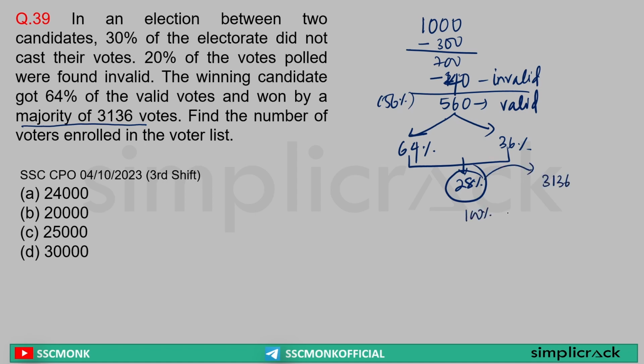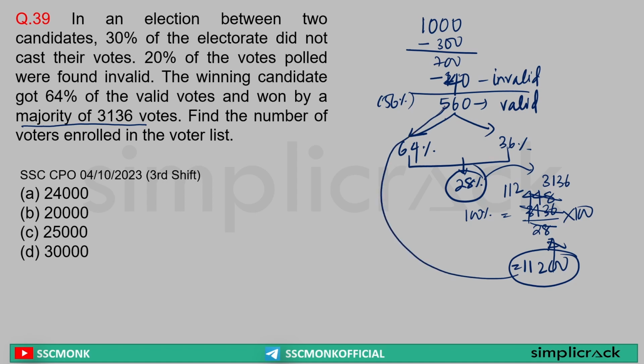So 100% valid votes is equal to 3136 divided by 28 into 100. 7 4s are 28. 3 3. 5 6. 7 8s are 56. Yes or no? Yes. So again I can solve it. 4 1s are 4. 4 2s are 8. That is equal to 11200. This is, sir, the number of valid votes.